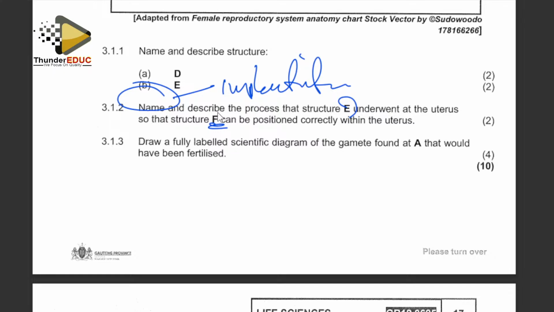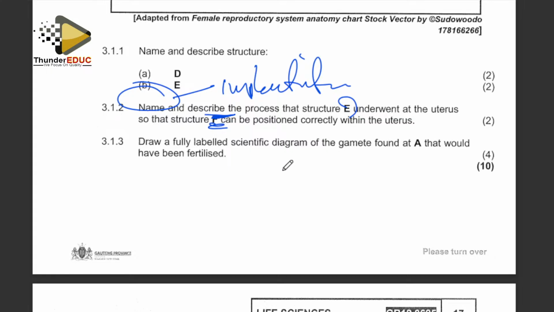and then now you say describe it. How do you describe it? Meaning that the blastula attaches itself on the walls of the uterus or the endometrium. Yes, so basically that is it.